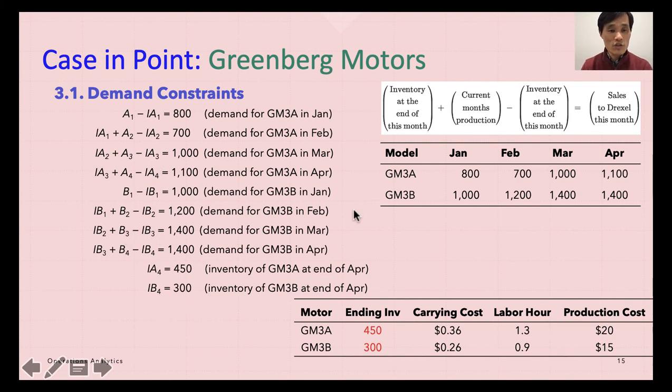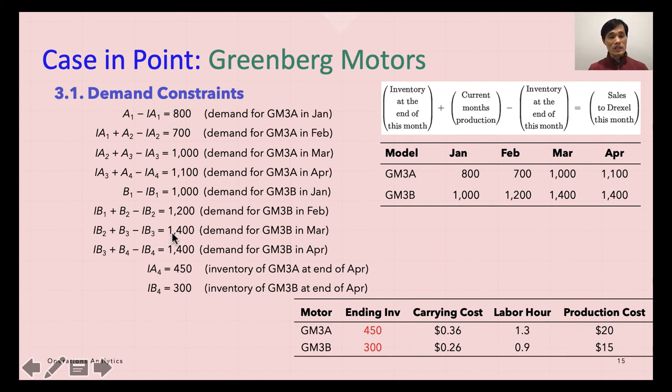And the same relationship applies to GM3B. So current month production is B1, and the inventory at the end of this month is IB1. If you subtract that from B1, it has to be 1000, which is the demand of January for GM3B. And if you apply the same logic, then you have IB1 plus B2 minus IB2 is 1200, and so forth. This four relationship is going to be defined there.